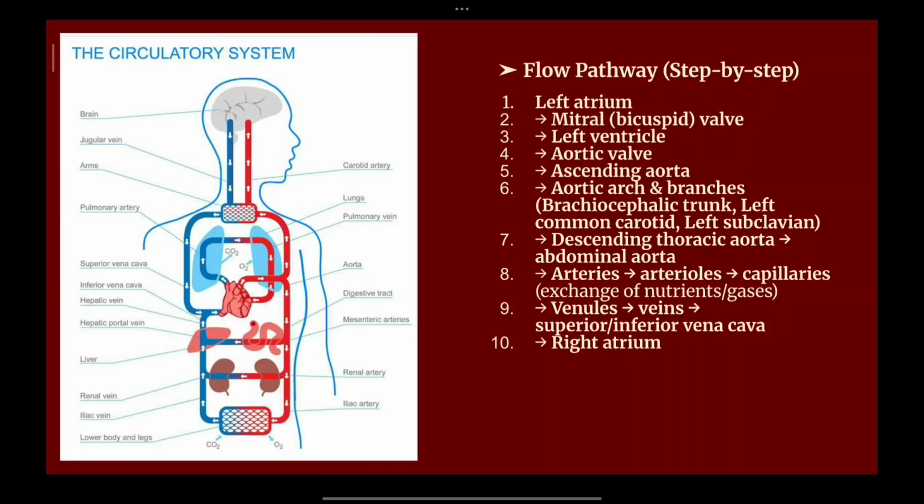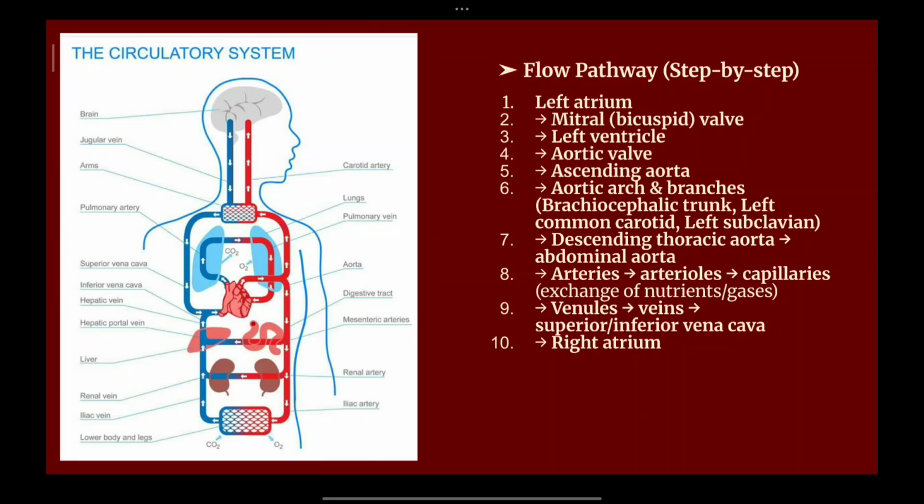So the aorta has branches. The first part of the aorta is the ascending aorta, then later the aortic arch, and the aortic arch is further divided into different branches, which are the brachiocephalic trunk, left common carotid, and left subclavian arteries. So these are the different branches of the aortic arch. Then after the ascending aorta and aortic arch, finally the last part of the aorta is the descending thoracic aorta, which gives the blood supply to the abdomen and the lower limbs.